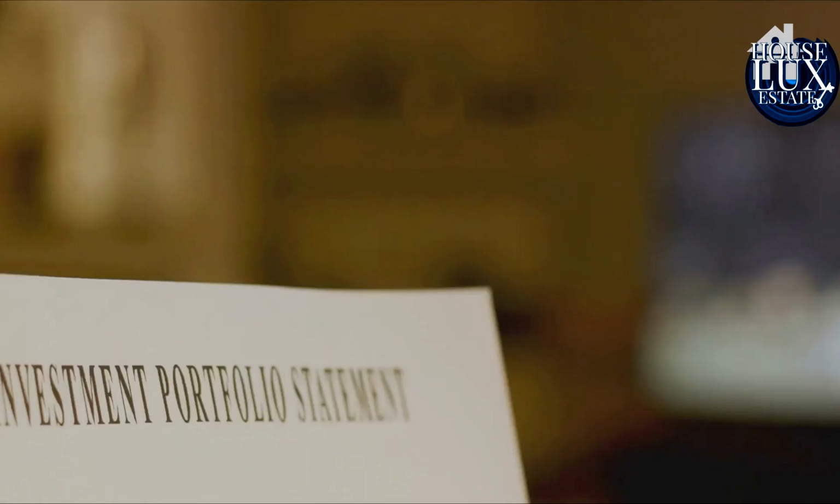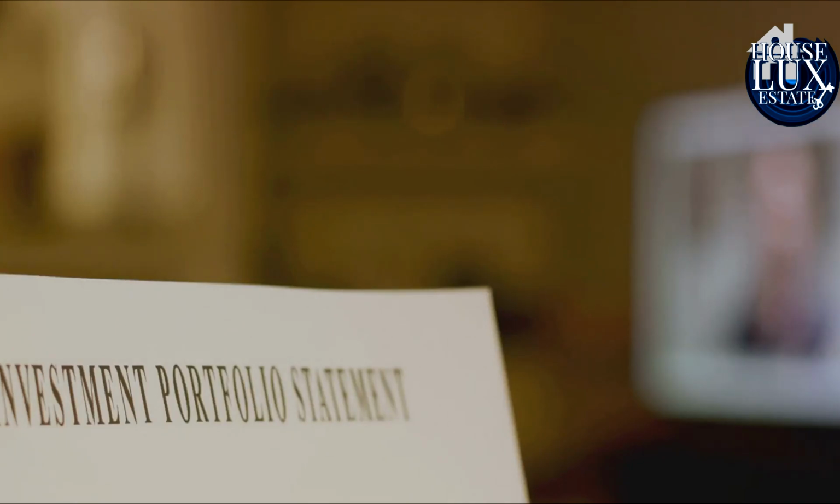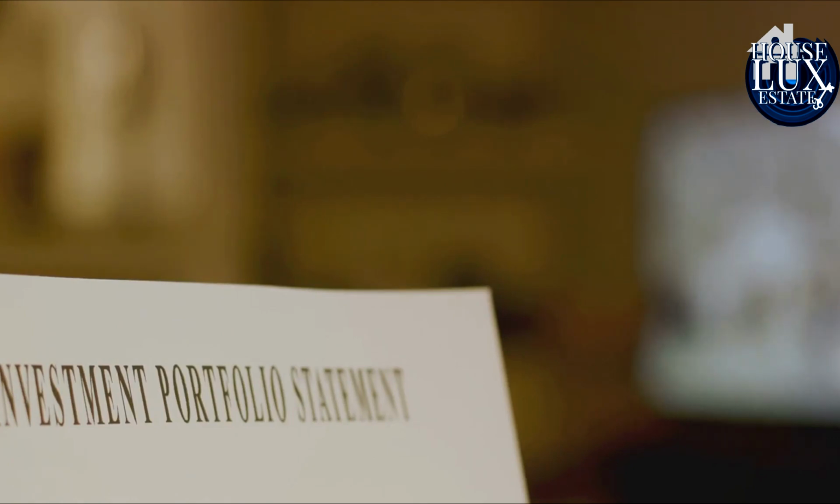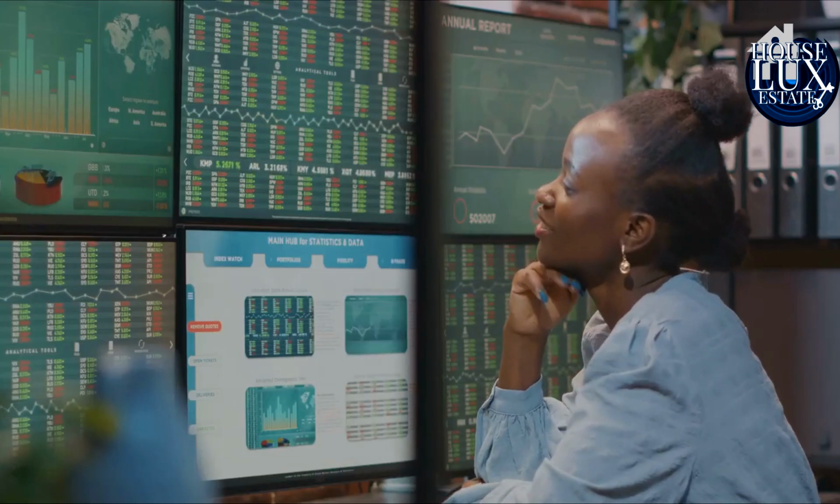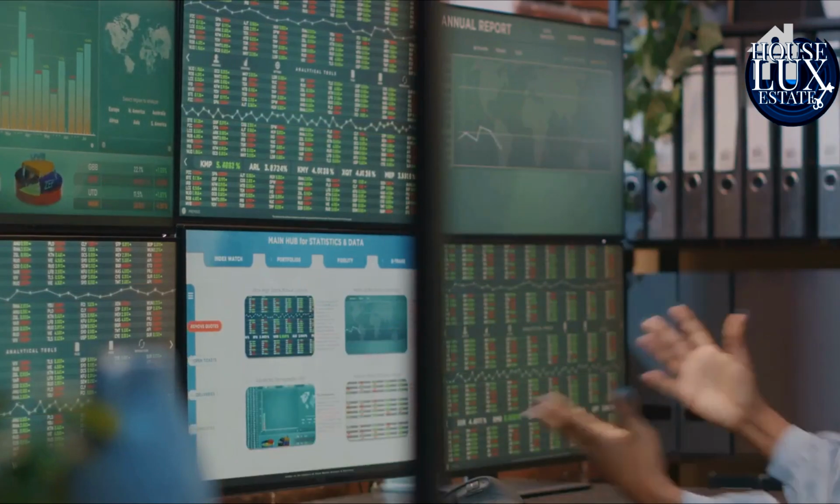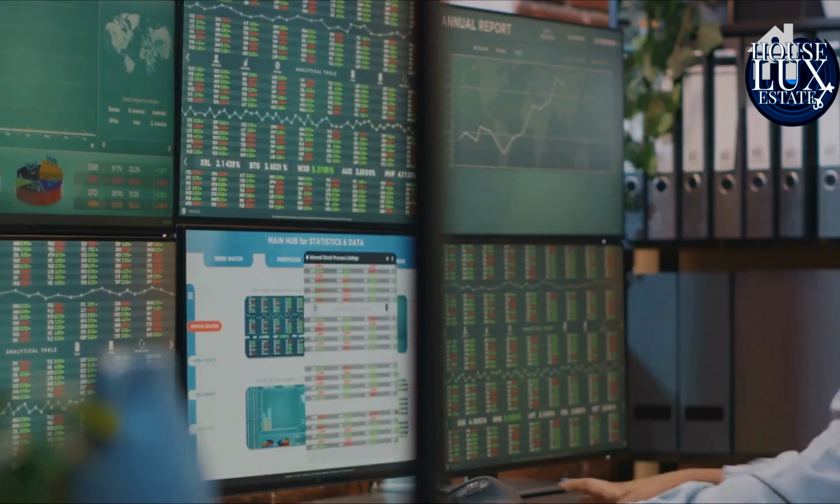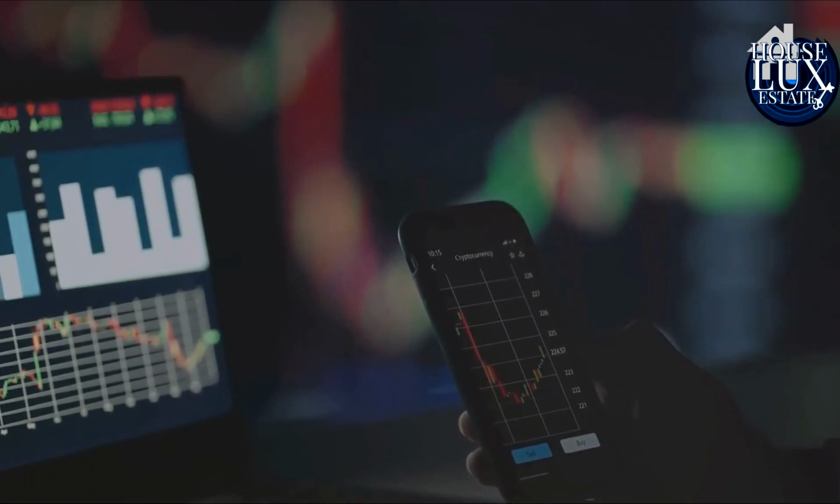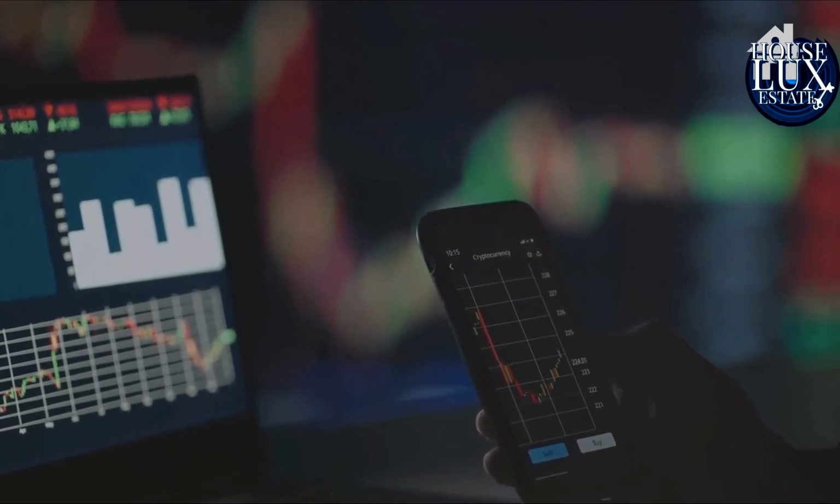So, how often should you review your portfolio? There's no one-size-fits-all answer. It depends on your investment goals, risk tolerance, and the nature of your investments. Some might find a monthly review sufficient, while others might need to do it quarterly or annually. The key is to strike a balance. Too frequent reviews might lead to rash decisions, while too infrequent ones might leave you unaware of significant market changes.